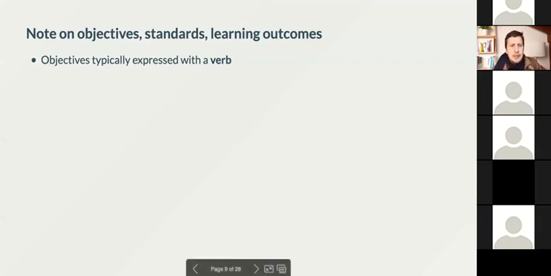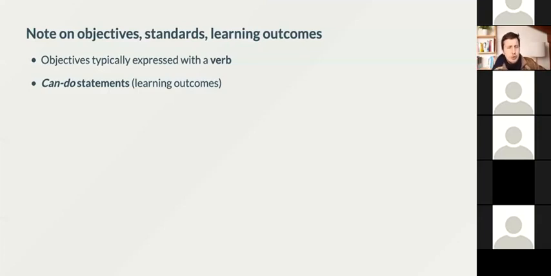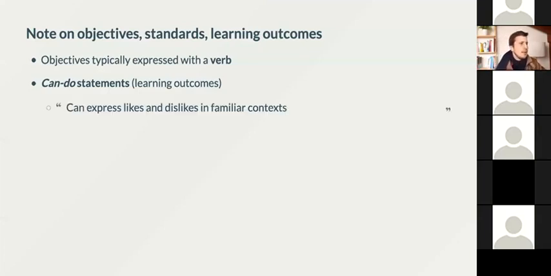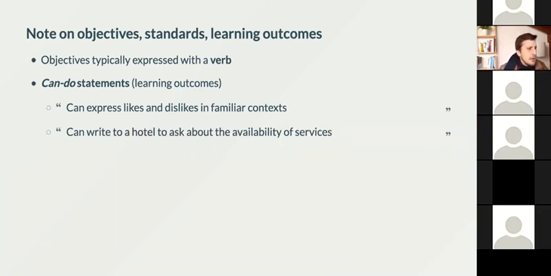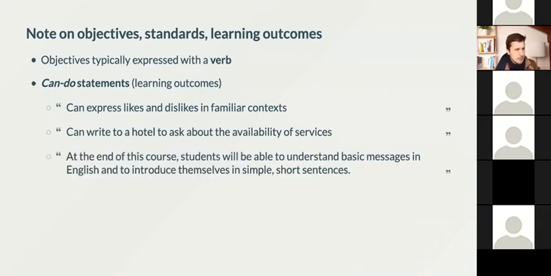Now, one thing you will sometimes encounter are what we call can-do statements that are really close also to learning outcomes. Things like, the students can express likes and dislikes in familiar contexts. So these are also learning objectives. It's just a slightly different way to write them. Another example is, can write to a hotel to ask about the availability of services.